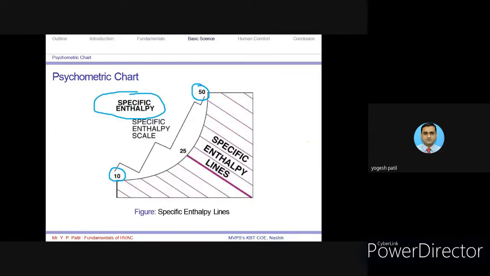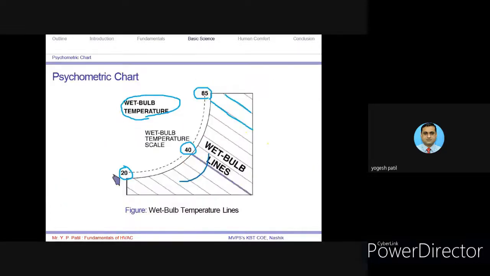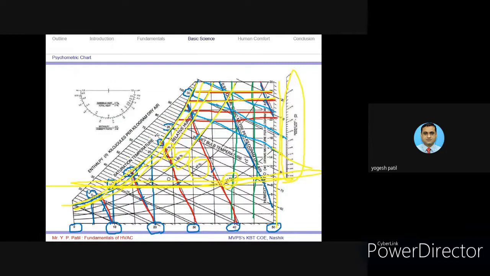Enthalpy, the total heat, can also be measured by these lines. I was confused between the inclined wet bulb lines and the specific enthalpy lines. But these are 100% the enthalpy lines, because the enthalpy scale is given in this particular section. The values mentioned on this scale correspond to these enthalpy lines.